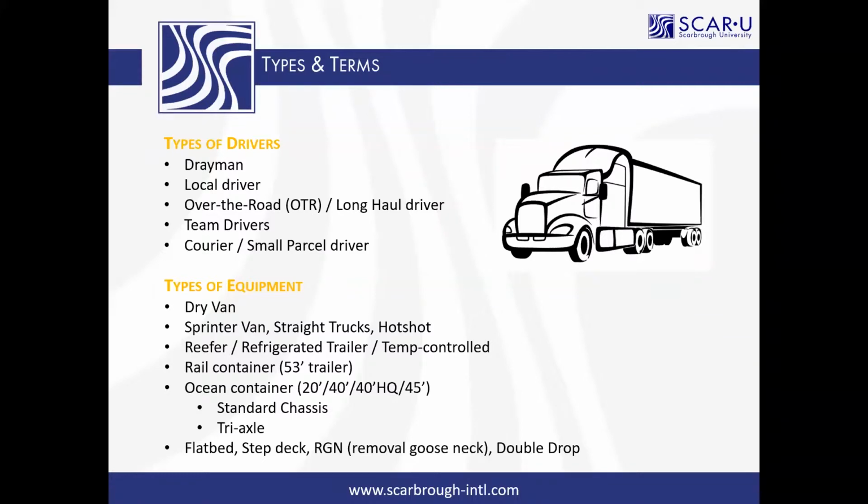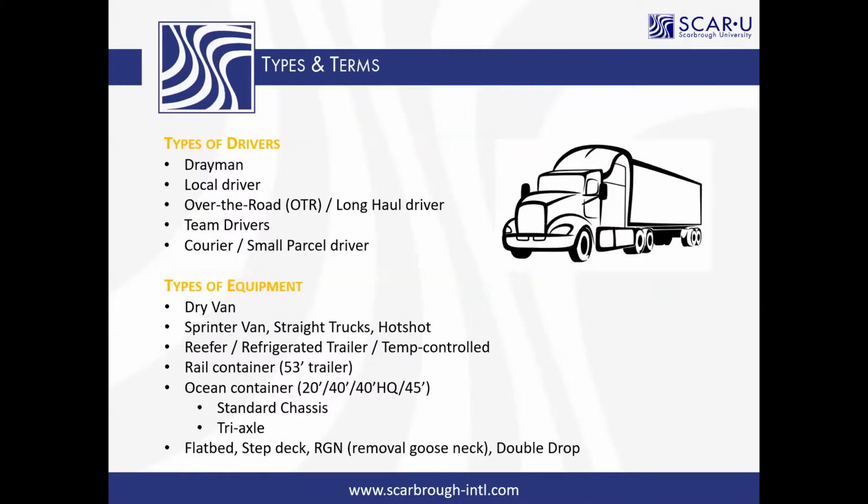Over-the-road drivers, they will cross the country. They can also cross into Canada. And so those are the ones that basically cover the whole United States. Team drivers will also be included in that over-the-road category. The advantage of the team drivers is the extra driver to take over when the first driver's hours run out. And then we have the courier or small parcel drivers. They're basically local drivers too, but they're going to have the Sprinter vans or small box trucks.